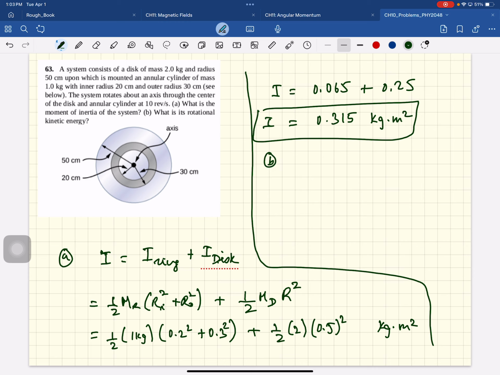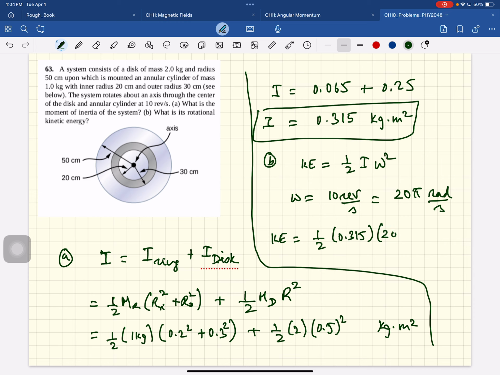And part B, what is its rotational kinetic energy? It's 1/2 I omega squared. Omega is 10 revolutions per second, which is 20 pi radians per second. Joules.